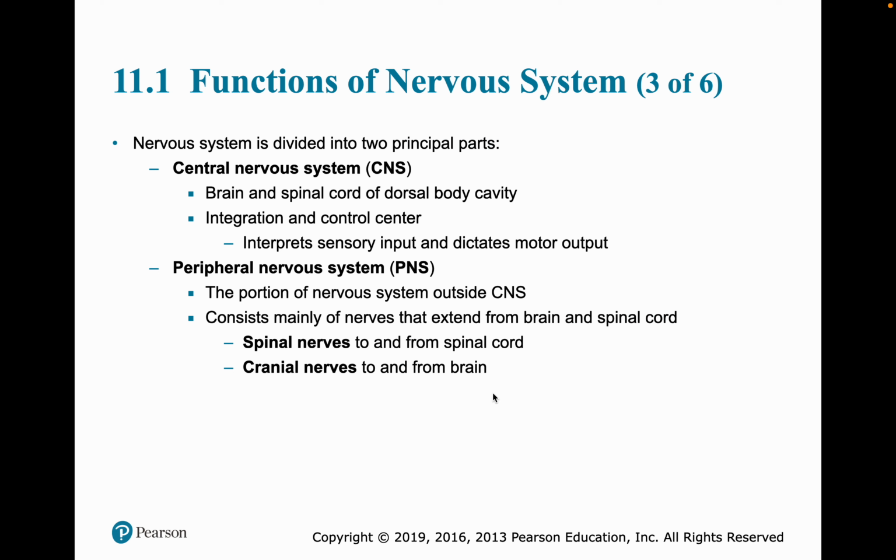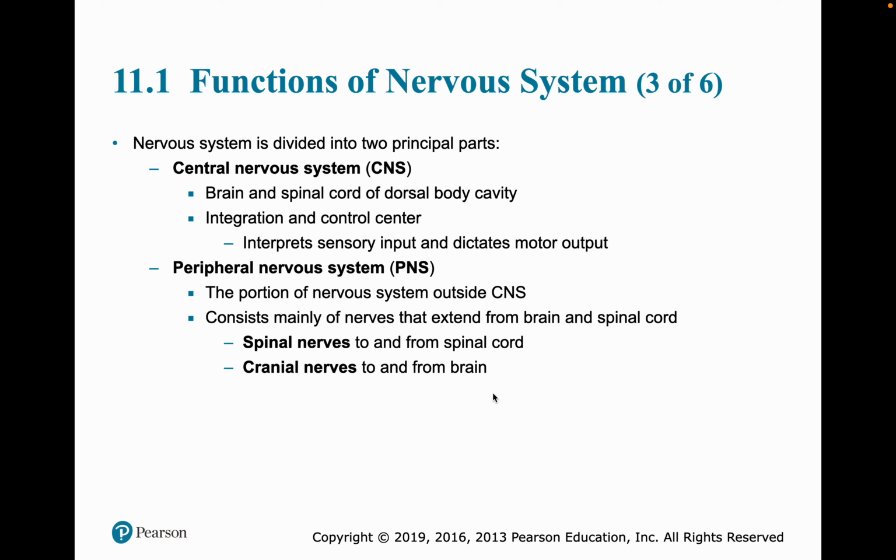So the nervous system itself is divided into two principal parts: the central nervous system and the peripheral nervous system. The central nervous system is the brain and spinal cord. It's found within the dorsal cavity, remember from early on in anatomy. It's where we do that integration, where we interpret what's going on. It's also the control center, where we decide what we're going to do in response to those changes that we detect.